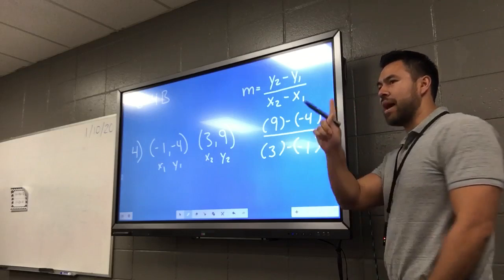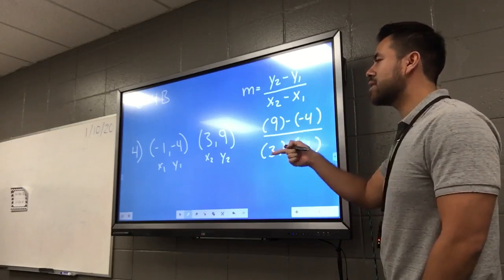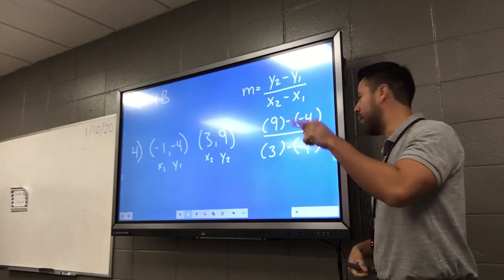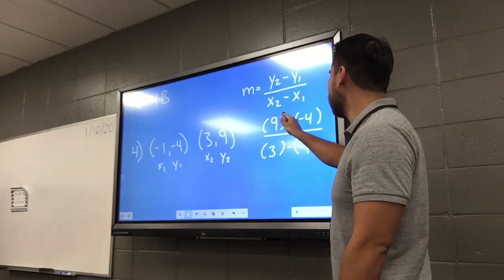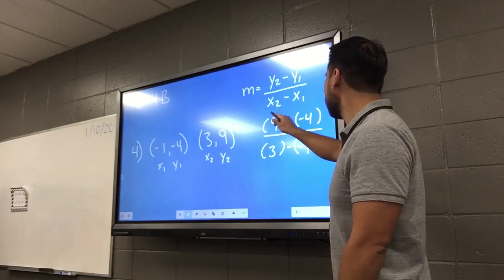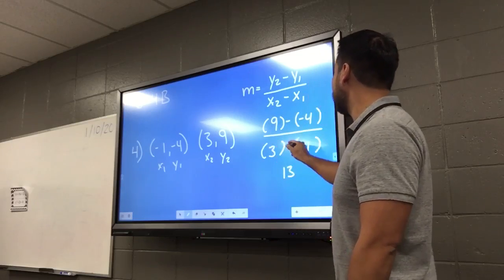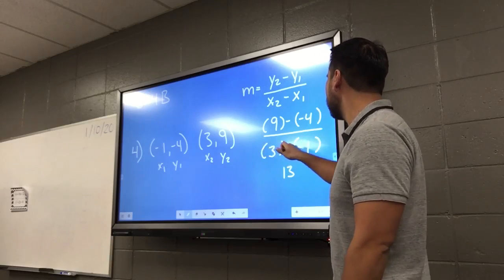Okay, signs matter because if you don't put the negative sign or the subtraction sign, you do the wrong operation. In fact, you do the opposite operation. That's not good. 9 minus -4 is also 9 plus 4, 13. And 3 minus -1 is the same thing as 3 plus 1. 4.